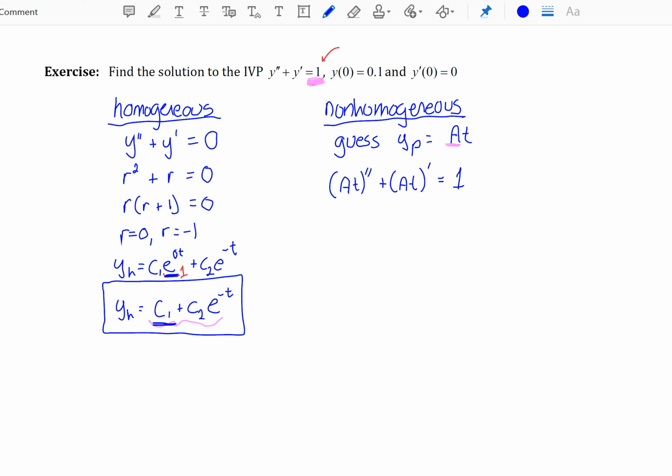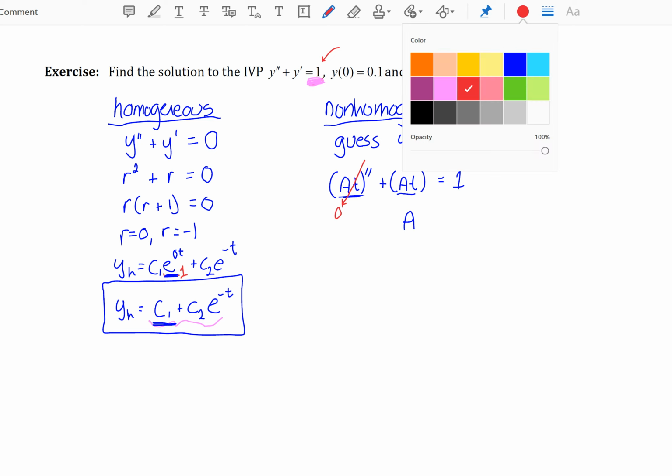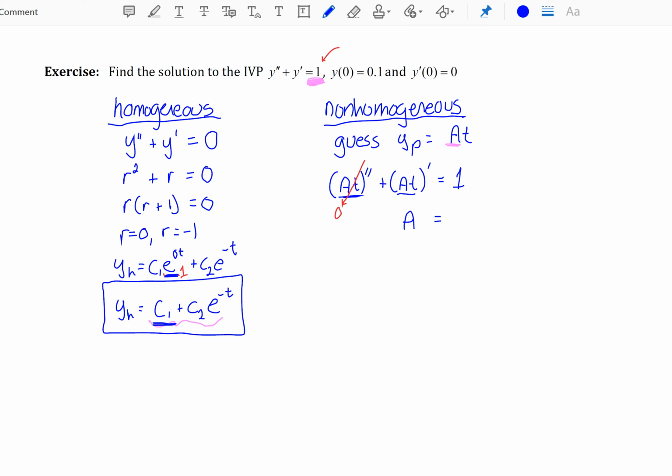So let's evaluate the left-hand side. The first derivative of At is just going to be A. Of course, if the first derivative is a constant, then the second derivative will have to be 0 again. This tells us our constant A has to equal 1, and it also tells us that yp, our particular solution, remember yp looks like At, but A is equal to 1, yp is just equal to t.